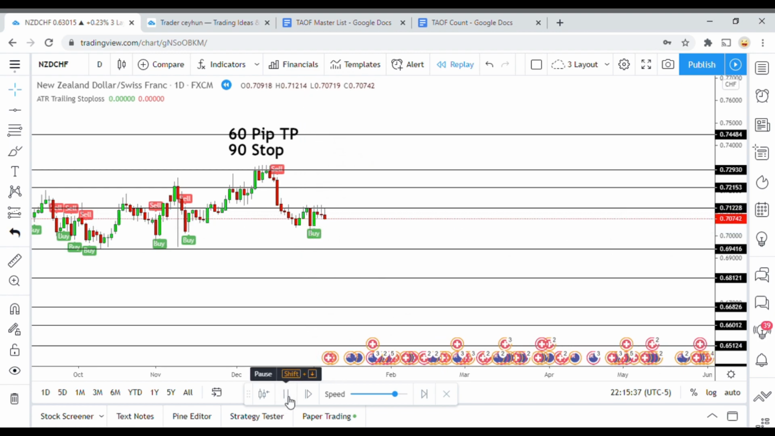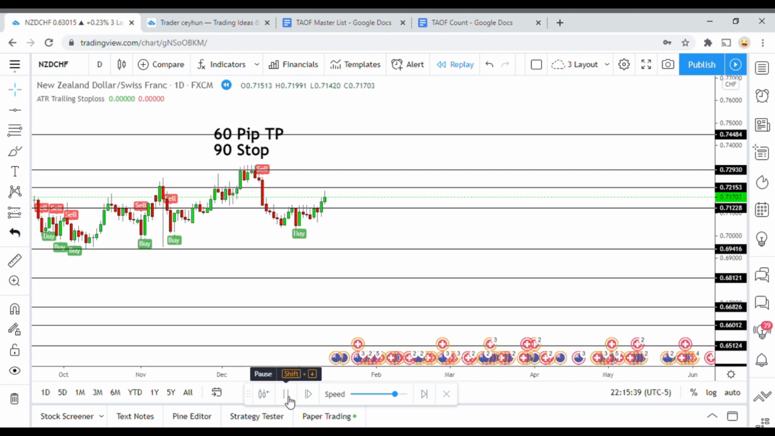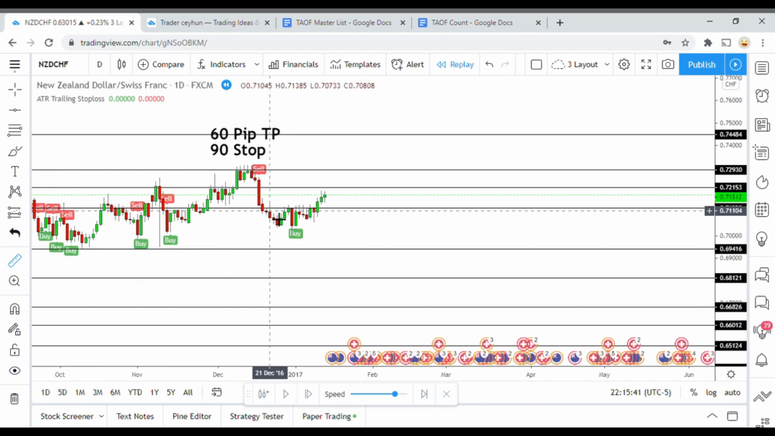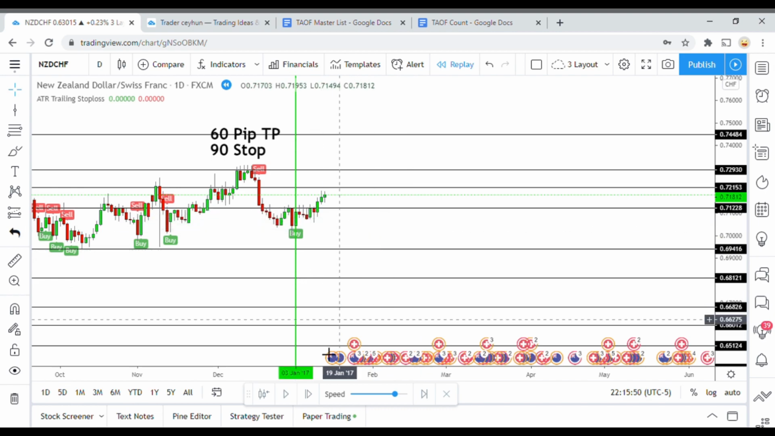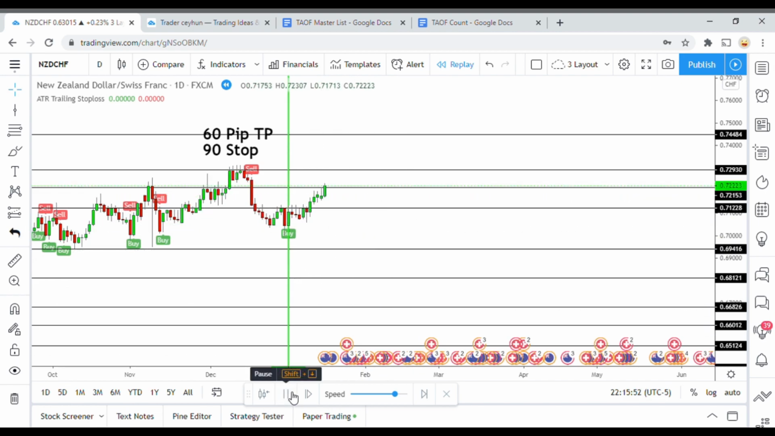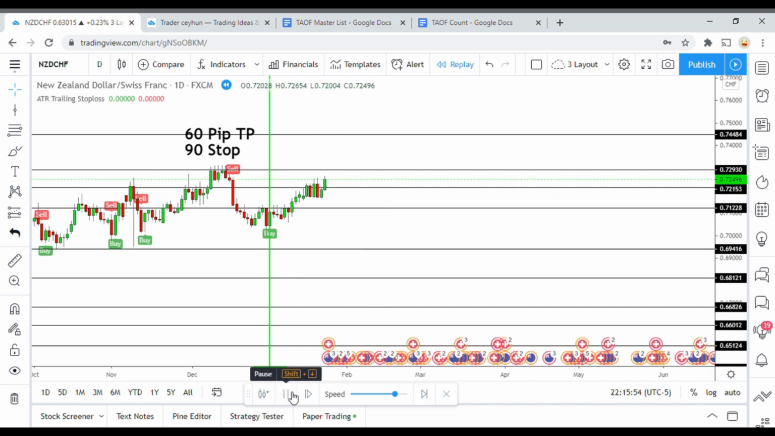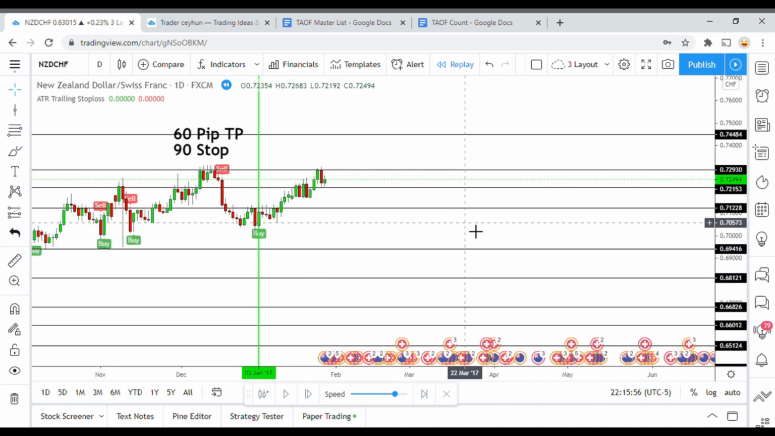So we get a long signal right here. It's a buy signal. Looks like it did pretty well. Got us to take profit. So first signal, and not too bad. And play it along here.